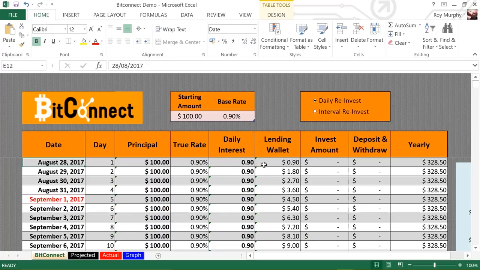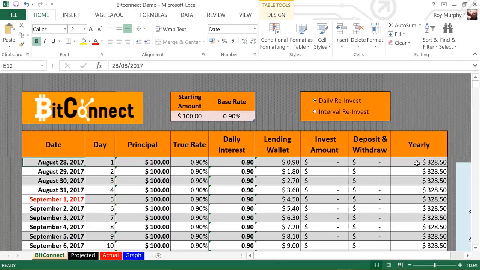This is the balance of your lending wallet anticipated, based on this base rate here, your investment amount, your daily reinvest, and your deposit or withdrawal amount here. If you put in no daily reinvest at all, just leaving it in the system, this is the figure that you can take out each year. So by putting in $100 and doing zero reinvest every day, based on this figure of 0.9%, you will take out $328.50 a year, roughly, give or take.